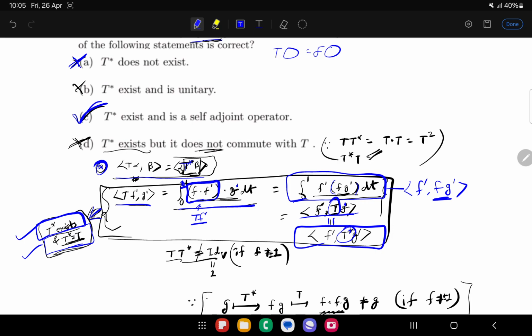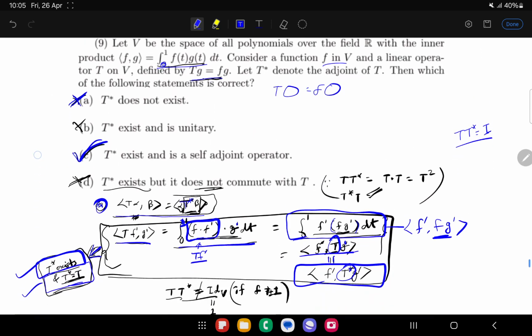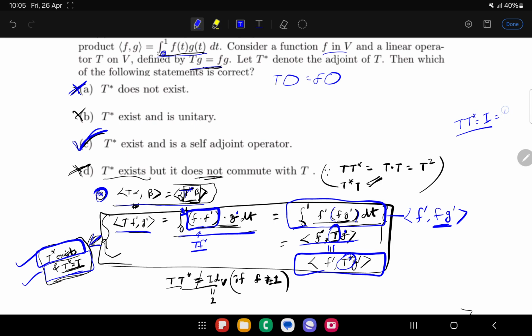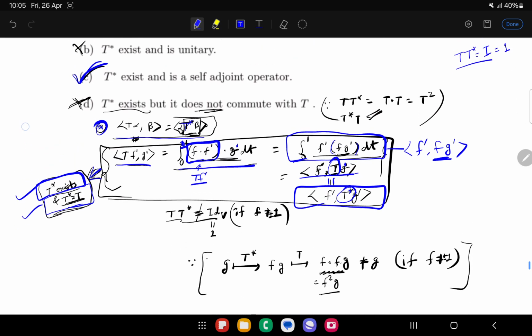T star exists. Option B says T star exists and it's unitary. What unitary means is that T star is equal to I. Nowhere is it given that T star is equal to I. Because this is a polynomial space, the identity I means 1. So when it is 1, T star is equal to 1.